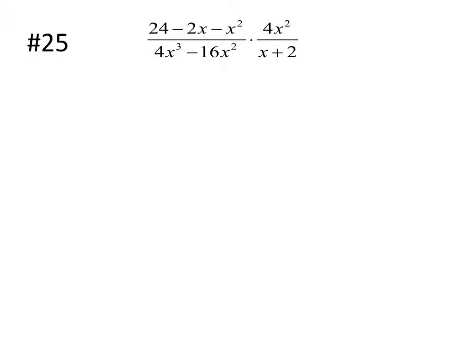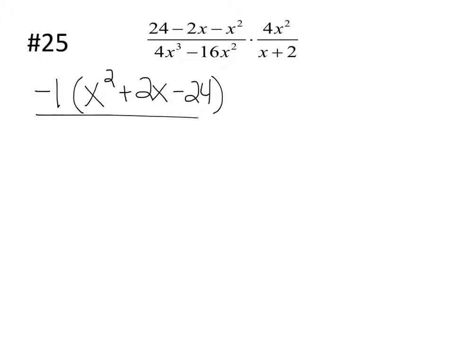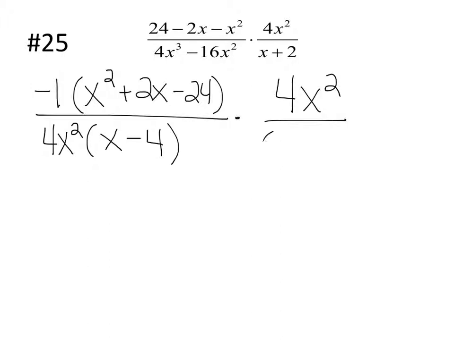I'm going to go ahead and factor a negative 1 out of this, and I'm going to rewrite it in the right order, which is x squared plus 2x minus 24. I changed all the signs because I factored a negative 1 out. And this is all over. Looking at the binomial in the denominator here, what do they have in common? They have a 4x squared in common, which is leaving me an x minus 4. And then up here, 4x squared, can't do anything with that. And down here we have x plus 2, can't do anything with that.